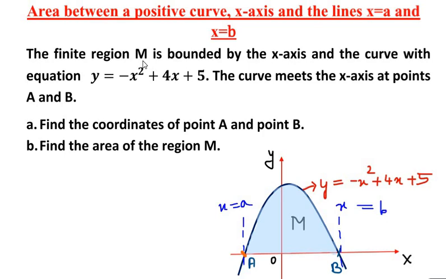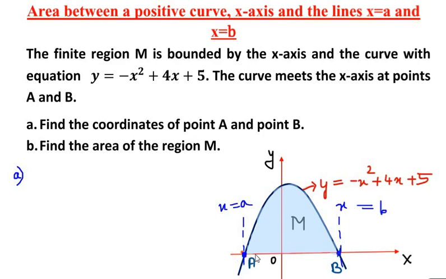The finite region M is bounded by the x-axis and the curve with the equation y equal to minus x square plus 4x plus 5. The curve meets the x-axis at points A and B. Find the coordinates of point A and point B. So they have given the equation of the curve, which is y equal to minus x square plus 4x plus 5. Now in part A, they have asked us to find the coordinates of point A and point B.